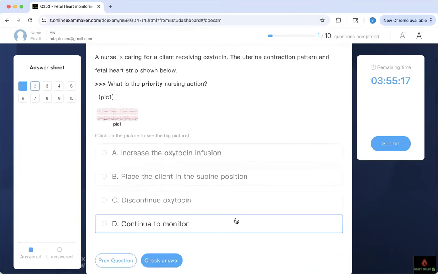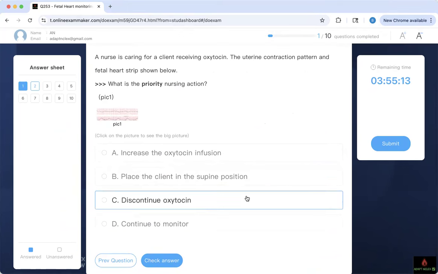Now, let's talk about the EKG. Like I said, don't panic. I got you. Okay? And then she's caring for a client receiving oxytocin. This is the way the question will be. Wherever you go, this is the way. They have to give you a scenario. The uterine contraction pattern and fetal heart strip are shown below. They will give you the numbers, like an EKG. What is the priority nursing action? That means you've got to do something.